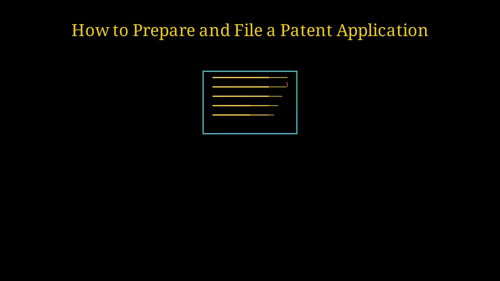Welcome to this comprehensive guide on preparing and filing a patent application, a crucial skill for researchers and students. A patent is a legal document that grants inventors exclusive rights to their inventions for a limited period, typically 20 years from the filing date.